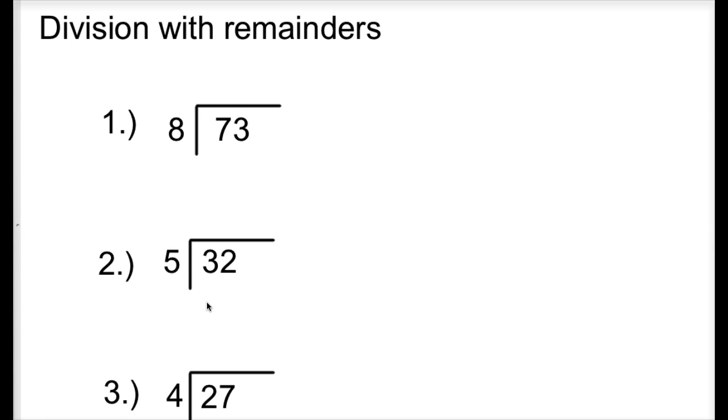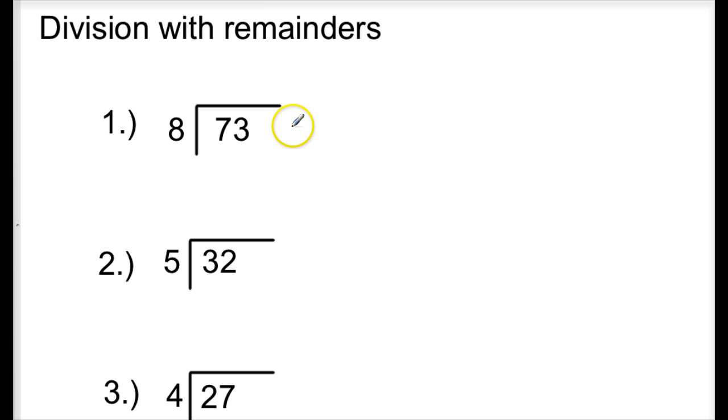Today we're working on division with remainders. But this time we are going to work on them without using the models. So we're going to start with number 1 and divide 73 divided by 8.